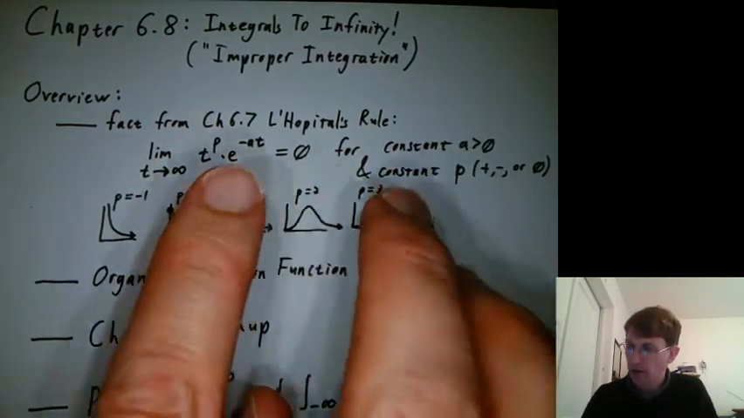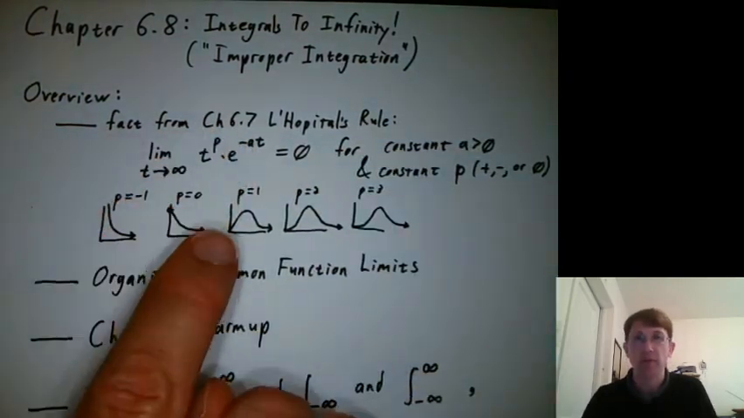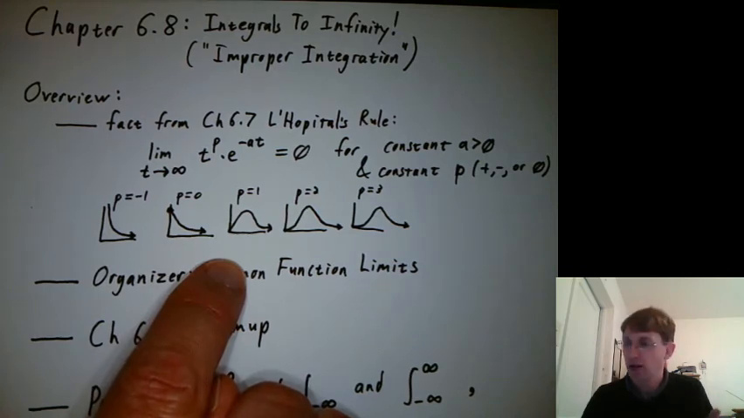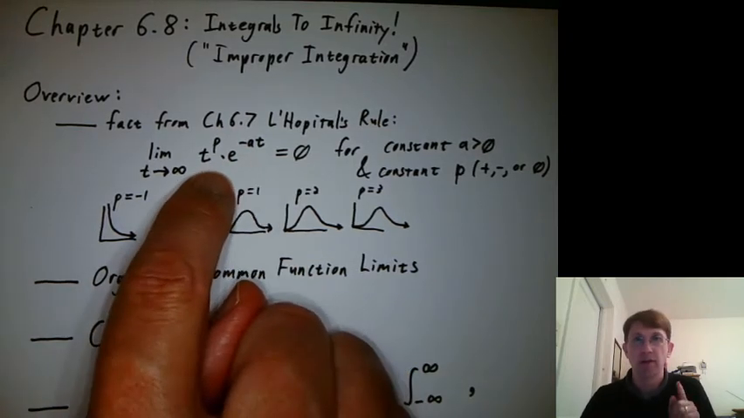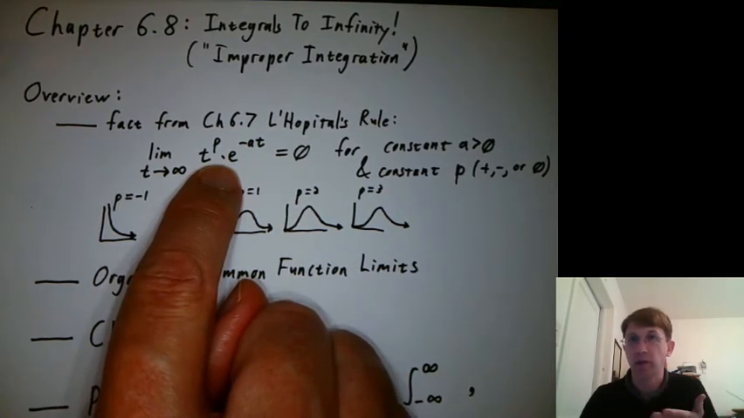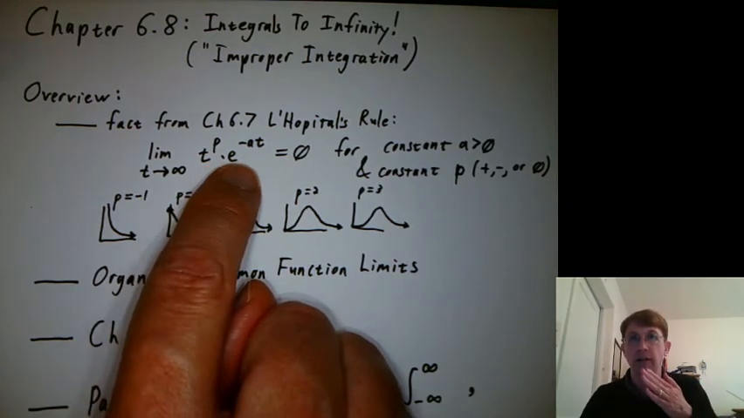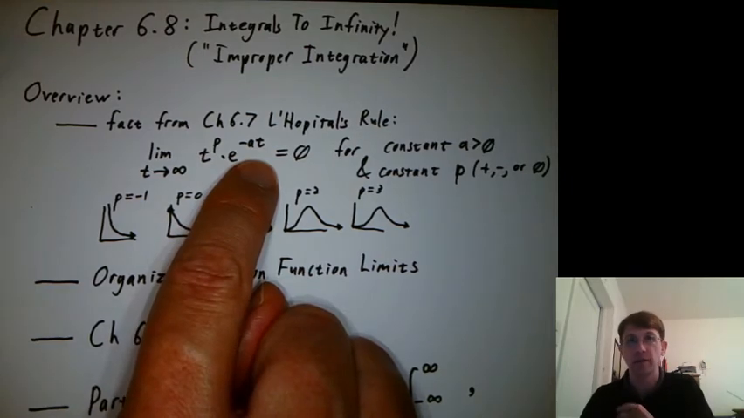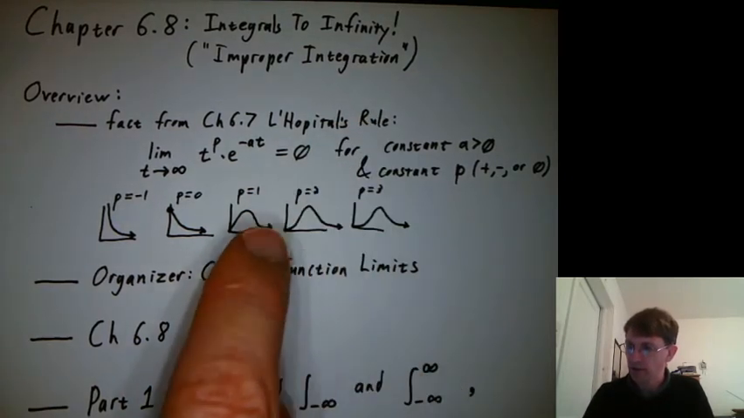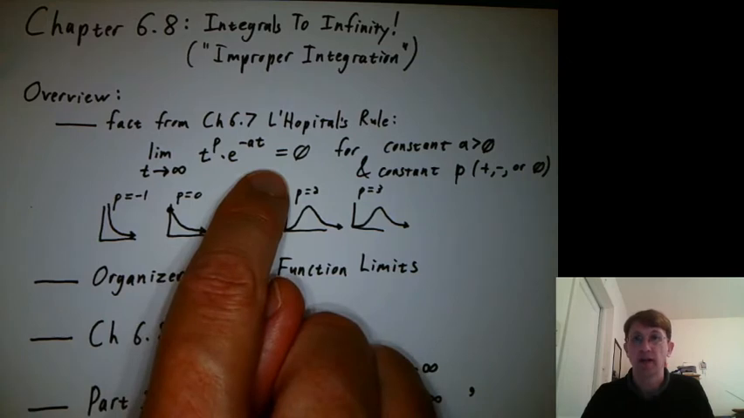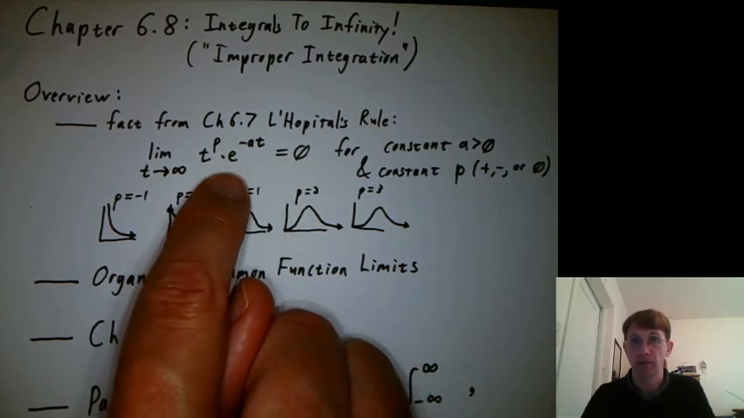So a quick overview: we're skipping Chapter 6.7 because most people did that in Calc 1. And there's really only one big fact we need from Chapter 6.7, which is this limit. So we've got t to the p, like t growing kind of like a polynomial, t squared, t cubed, for example. So that's growing, and then e to the negative at is decaying exponentially. So which one wins, the polynomial growth or the exponential decay? L'Hopital's rule helps us figure out that exponential decay always wins against polynomial growth.